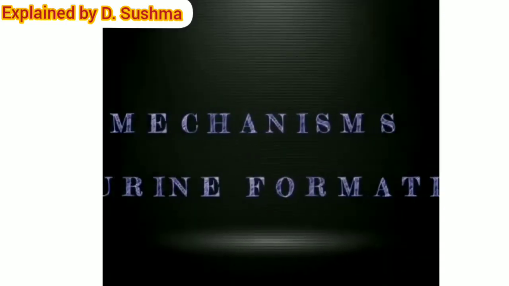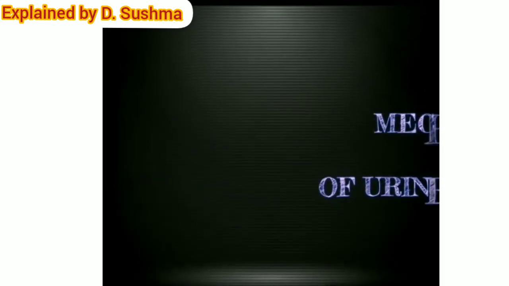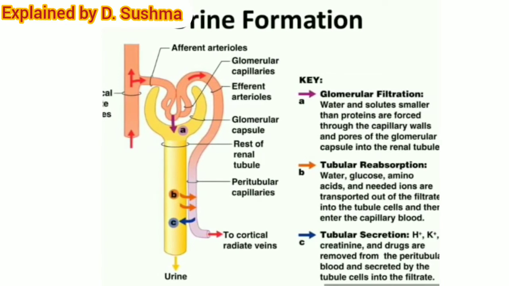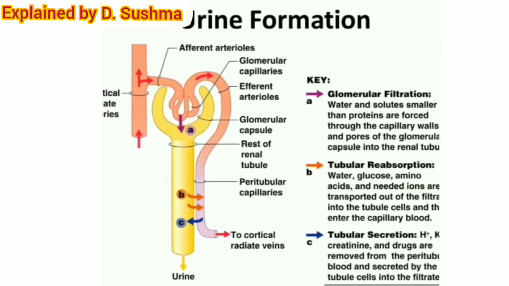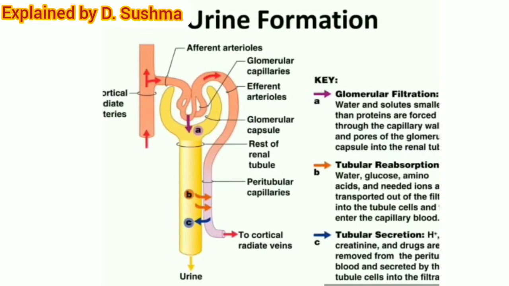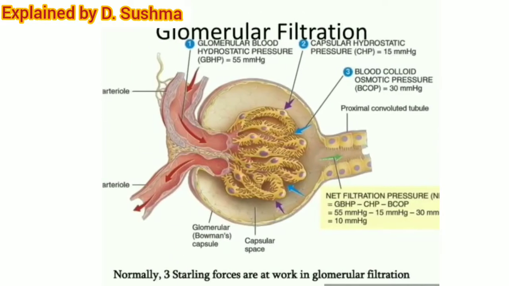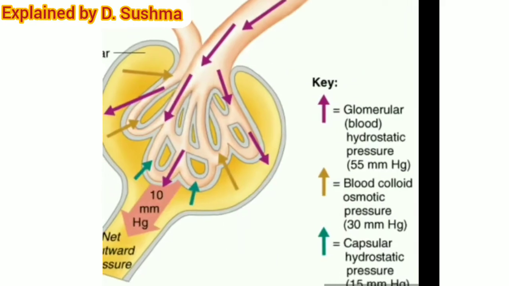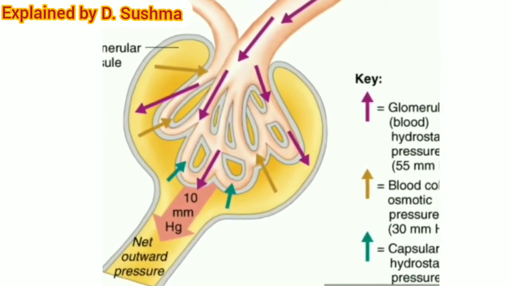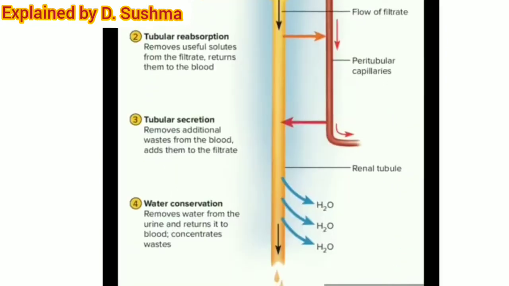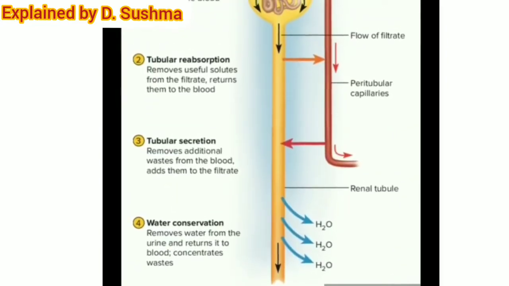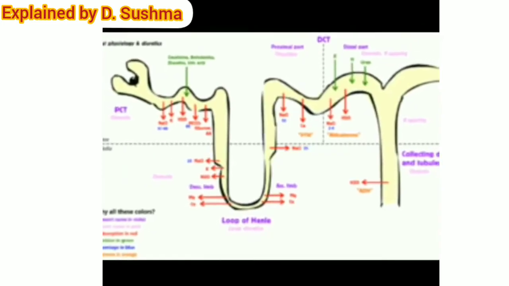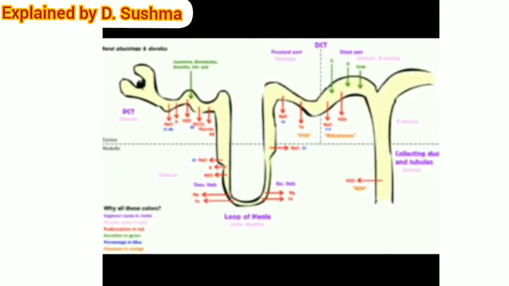Mechanisms of urine formation. Formation of urine involves 4 stages: glomerular filtration, tubular reabsorption, tubular secretion, and concentration of urine. Glomerular filtration. Blood flows from the renal artery to the glomerulus through the afferent arteriole. Tubular reabsorption. Filtrate from the glomerulus is also called primary urine, which is almost equal to blood in chemical composition, except for the presence of blood cells.